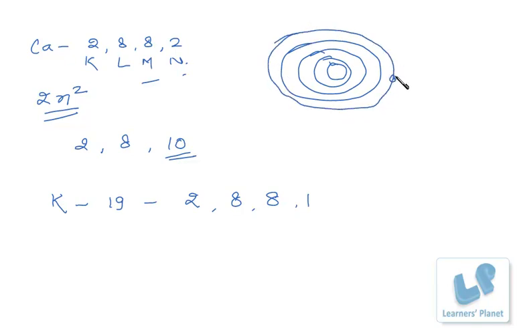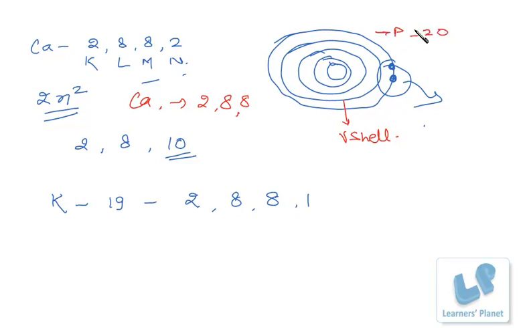This is the valence shell, and it has 2 electrons. Now it will lose these 2 electrons. Then which shell will become the valence shell, or the outermost shell? This shell will become the valence shell then. So after losing 2 electrons, the configuration of calcium will become 2, 8 and 8.